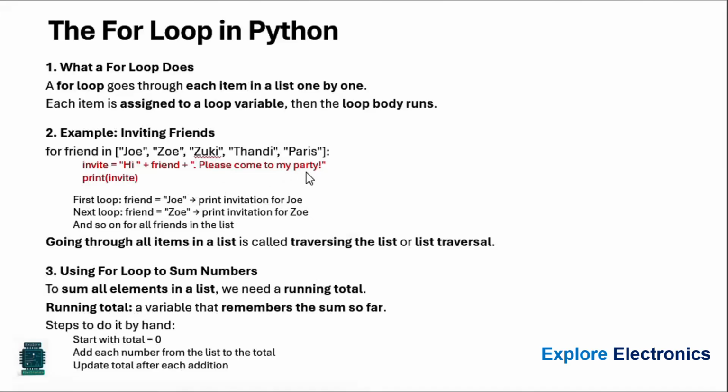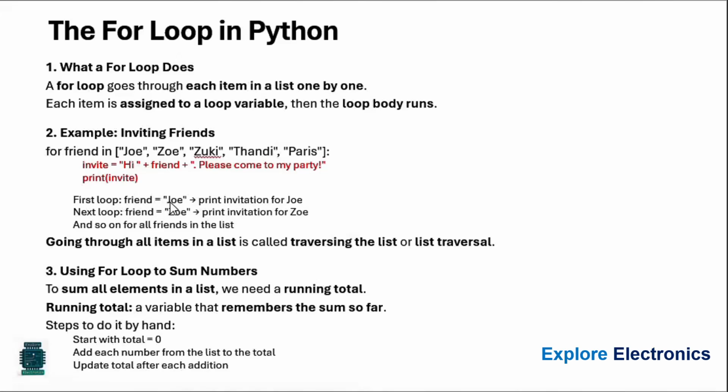party. Got it? It will print hi and Zo, please come to my party. Hi, Zuki, please come to my party. Hi, Thandi, please come to my party. Hi, Paris, please come to my party. Got it? Whenever it prints invite, it will print all 5 of these one by one in 5 lines. Got it? This is the for loop example.